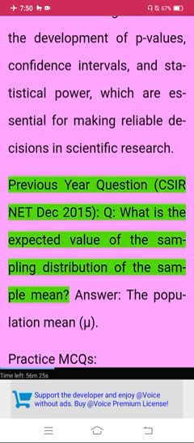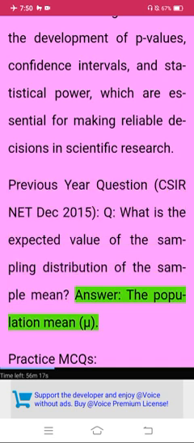Previous year question, CSIR-NET December 2015. What is the expected value of the sampling distribution of the sample mean? Answer: the population mean, mu.